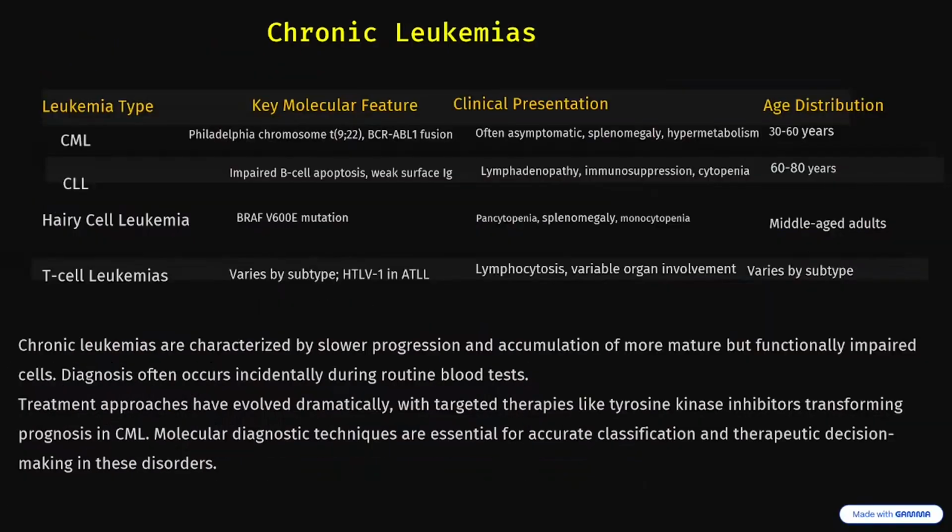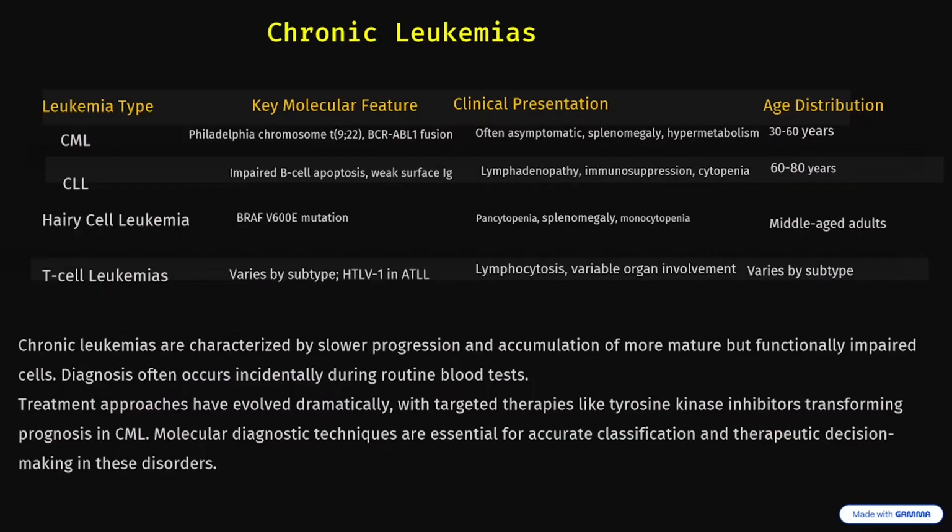Now I'll go to chronic leukemias. Leukemia types are CML, CLL, hairy cell leukemia, T cell leukemias. CML, the key molecular features are Philadelphia chromosome, BCR-ABL1 fusion. Philadelphia chromosome 9:22. The clinical presentations are often asymptomatic CML. Splenomegaly will be there, hypermetabolism is there. The age distribution is between 30 to 60 years.